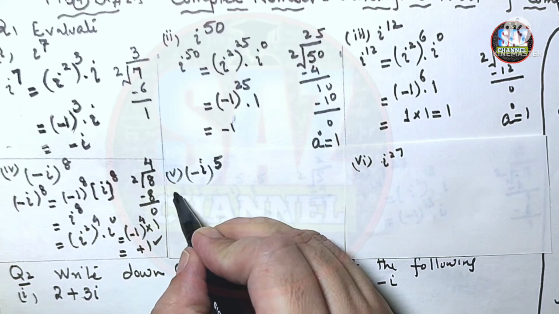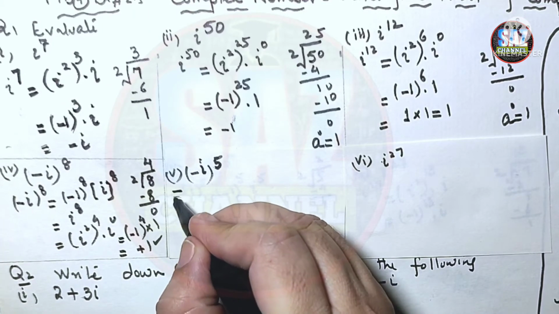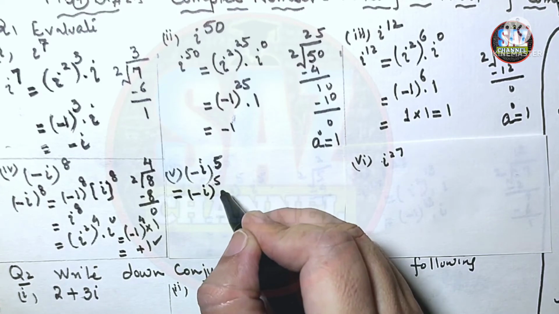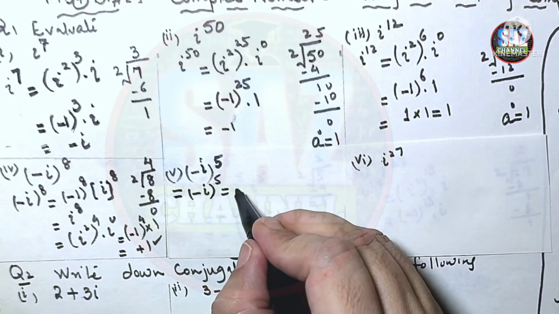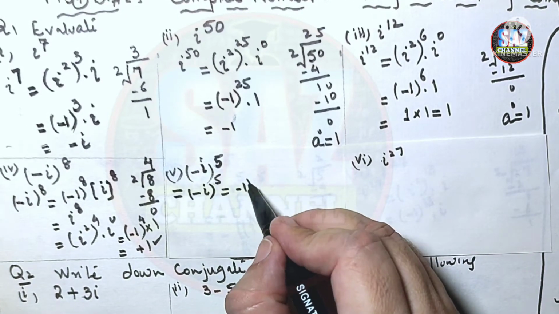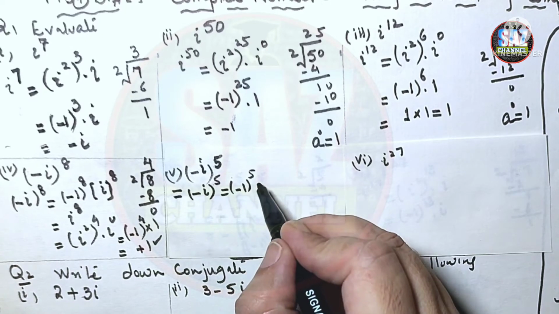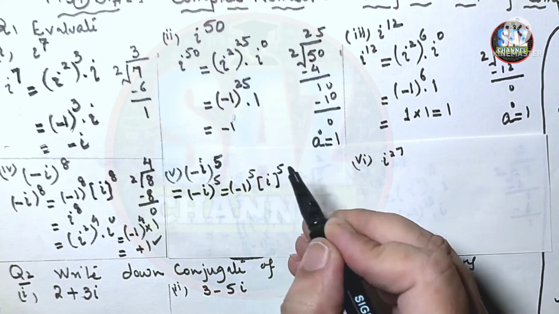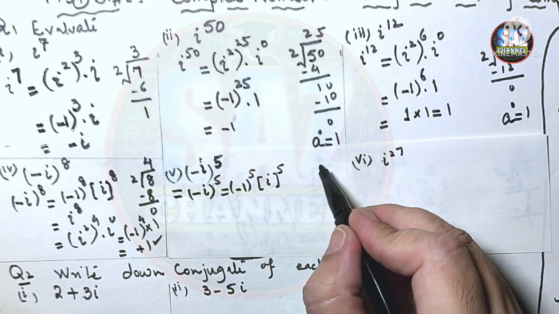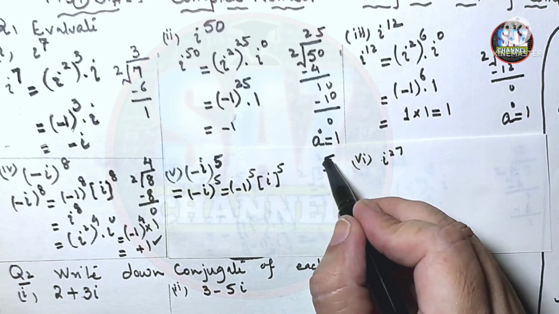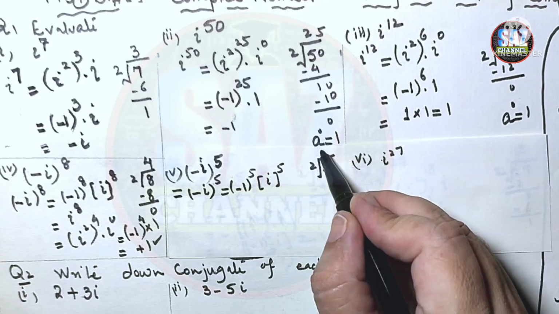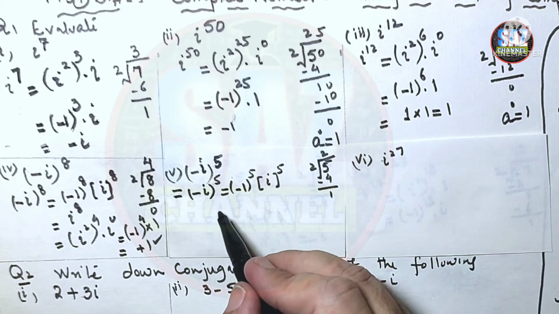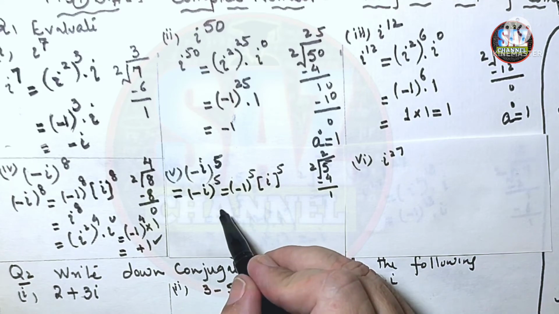So, what we can do, students, here, that minus iota raised to power of 5, I can write minus 1 raised to power of 5 into iota raised to power of 5. Now, what we have to do, we have to divide the powers of iota by 2. 2 2s are 4 and remainder is 1. This time the remainder is not 0.